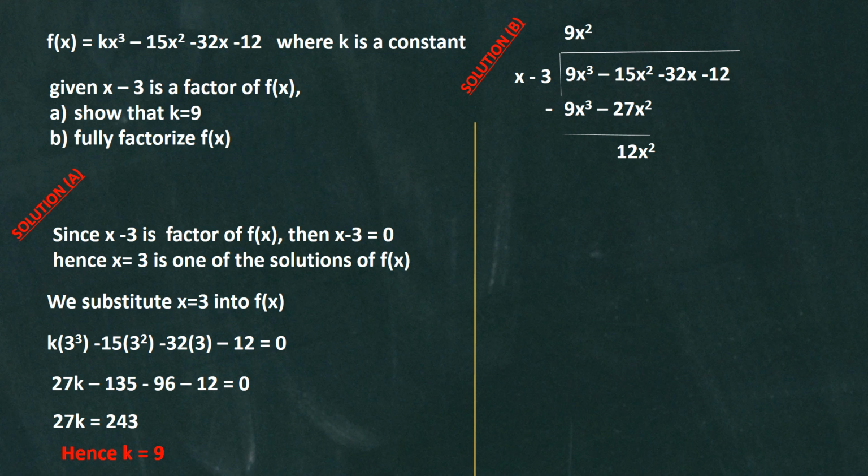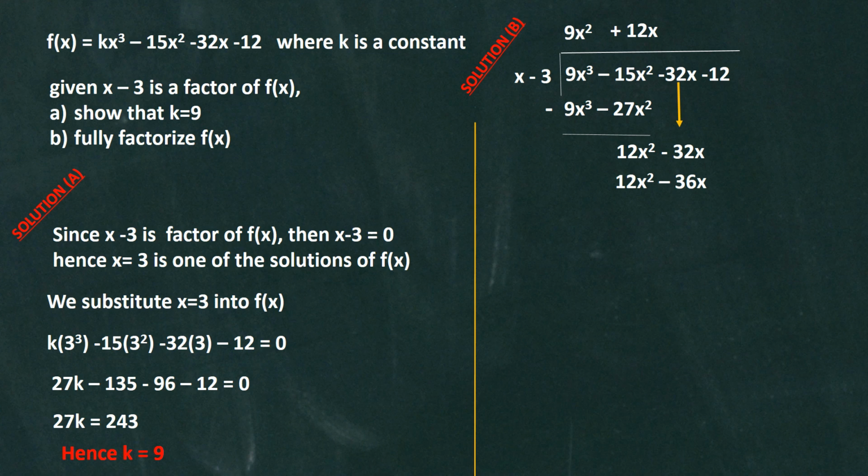Next we are supposed to bring down minus 32 so that we can figure out how many times x minus 3 can divide into that remainder. So we now have 12x squared minus 32x divided by x minus 3. That should give us 12x times. To get the remainder of that division, we multiply 12x by x minus 3, which is outside that long division sign. That should give us 12x squared minus 36x.